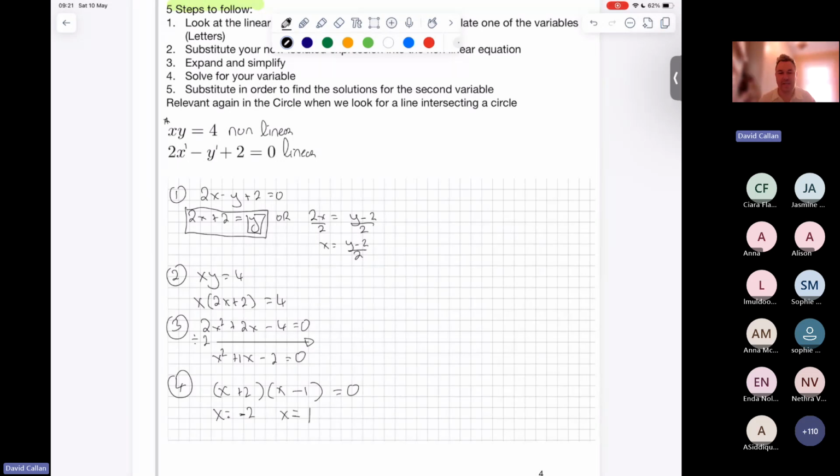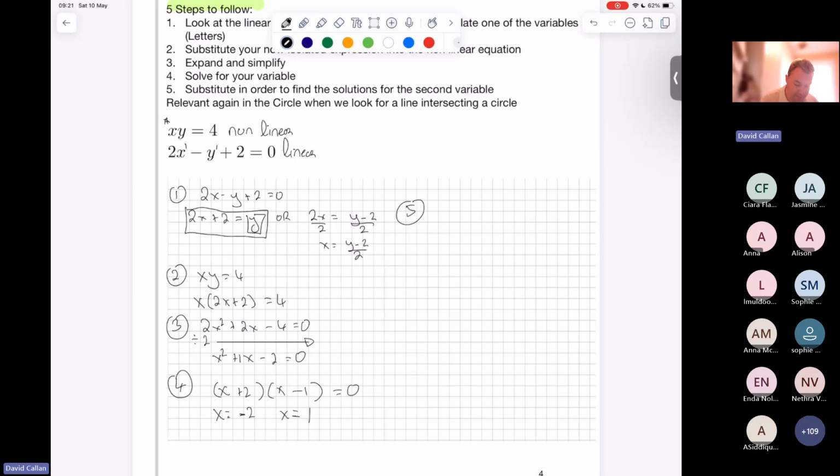Now, sometimes people get a little bit complacent in these questions and think that they're done there, which is a pity, because you're not. Step 5 is still there. Substitute in order to find the solutions for your second variable, because you have to find solutions for x and solutions for y. We haven't got the y solutions yet, so don't forget about step 5. Sometimes it gets left out.